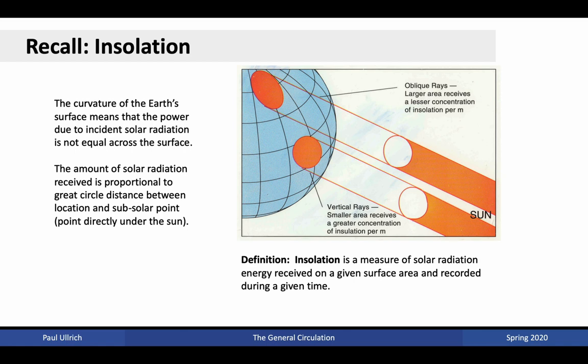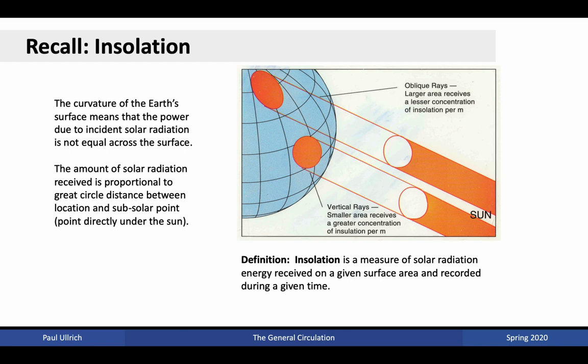Because of the curvature of the Earth's surface, the total amount of energy received per unit area varies latitudinally. That is, where the sun is directly overhead or where its rays hit approximately perpendicular to the Earth's surface, we have the highest concentration of solar energy per unit area. At higher latitudes, where the rays are oblique relative to the surface, we have the same amount of energy covering a larger surface area, and consequently we have less energy per unit area.